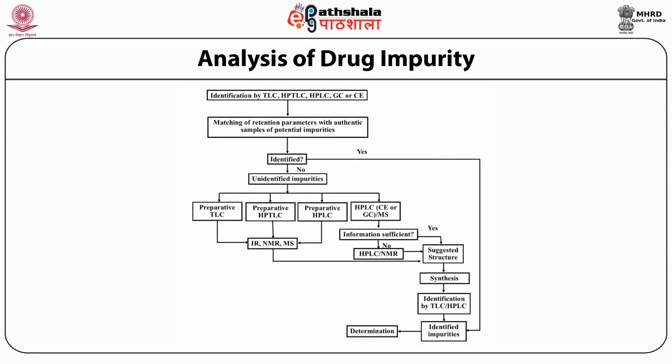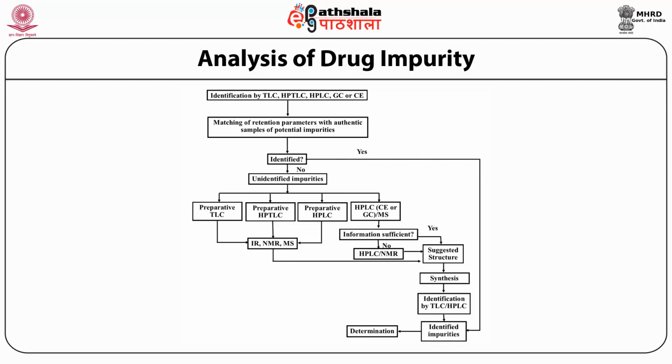Analysis of drug impurity. Analysis of drug impurity is generally determined by the following steps. First, it is the identification by the TLC or HPTLC, or by the HPLC or GC method. Then matching of the retention parameters with the authentic samples of the potential impurity. Then, if it is identified, we determine the structure of that impurity, and then we go to the literature, and we can find out what is the limit of that particular impurity.